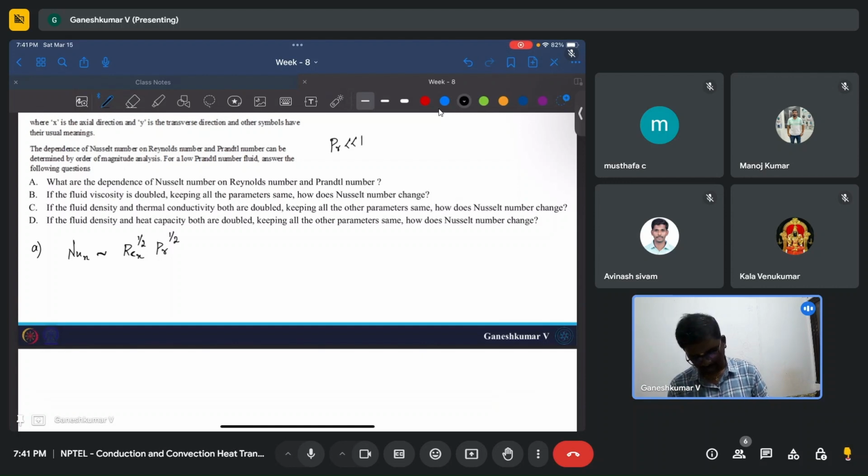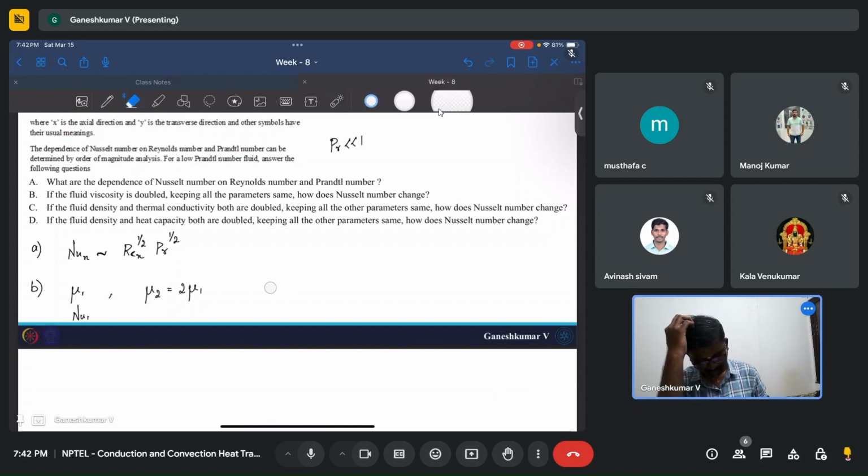So what they are asking now is, if the fluid viscosity is doubled, keeping all the parameters the same, how does the Nusselt number change? Let's say mu1 is my initial viscosity. Now I am changing the fluid viscosity, and that is nothing but 2 times mu1. Now the fluid viscosity is doubled. What happens to the Nusselt number? Initially I had Nu1. Now what is going to be Nu2? How is it related to Nu1, is what they are asking.